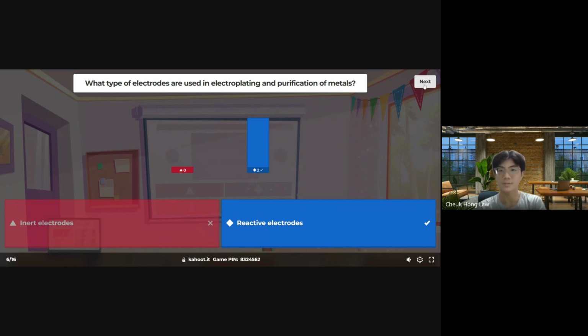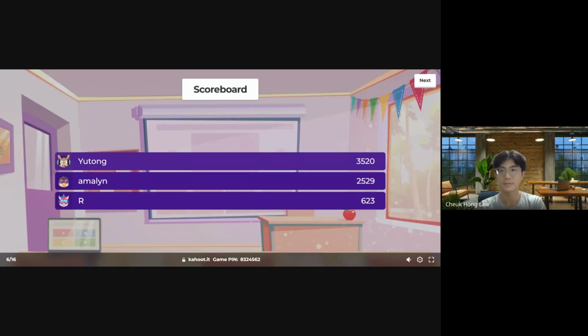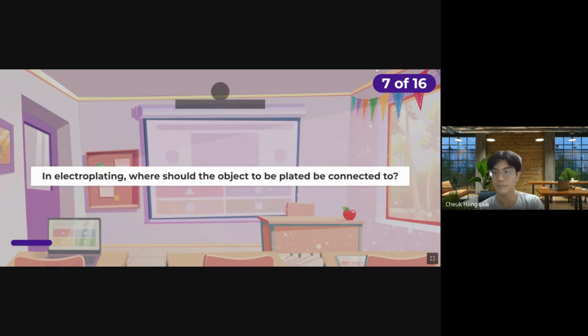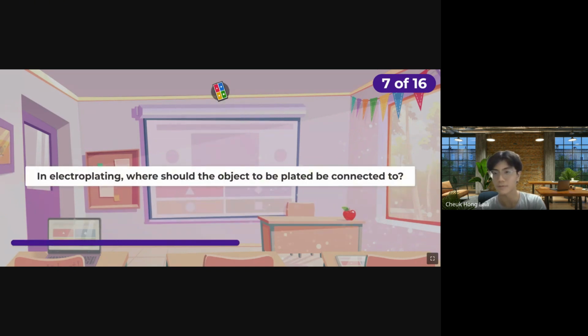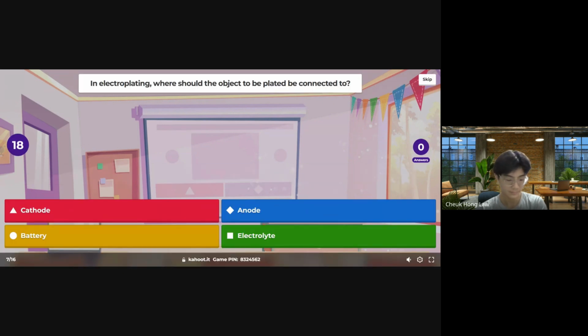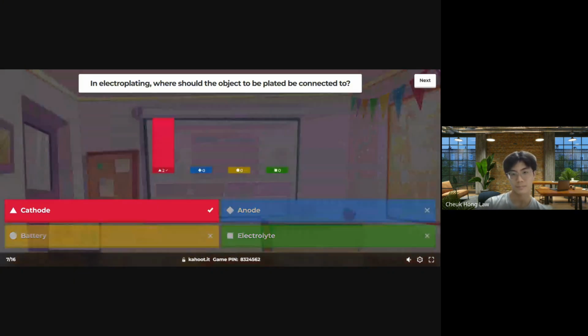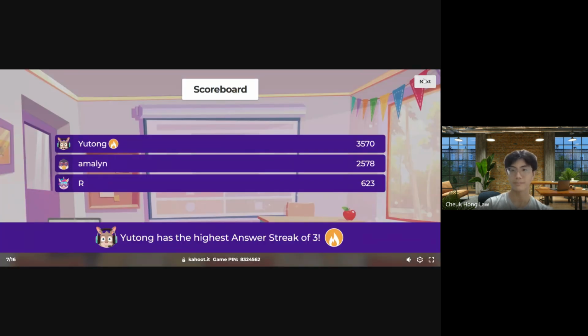Yes, reactive electrodes, good. Okay, after the Kahoot, can you go back to every question for 5 seconds? Okay, cathode, yes. The object to be plated should be the cathode. Good job.